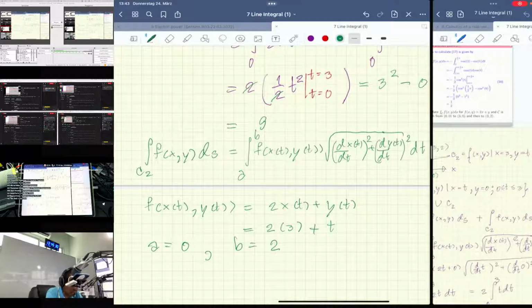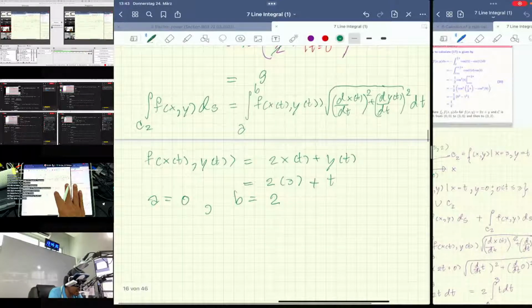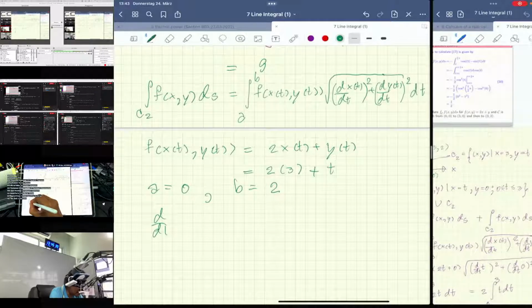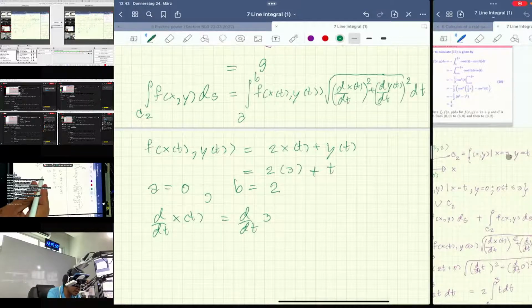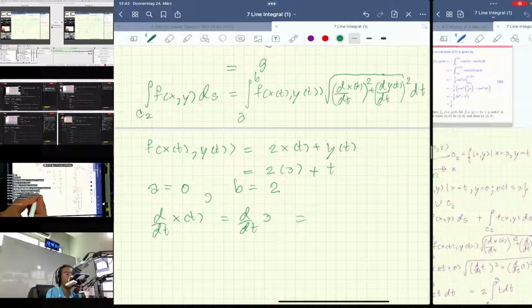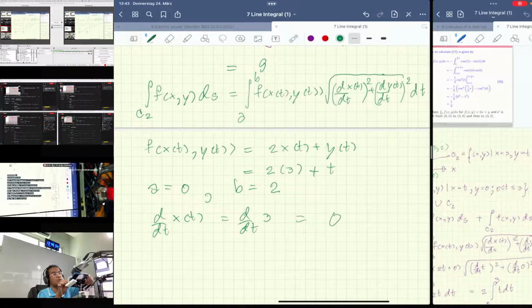And what else? dx(t)/dt, right? d/dt of x(t) will be d/dt of number 3, because along this curve we have x equal to 3, so it's 0, right? It's 0.